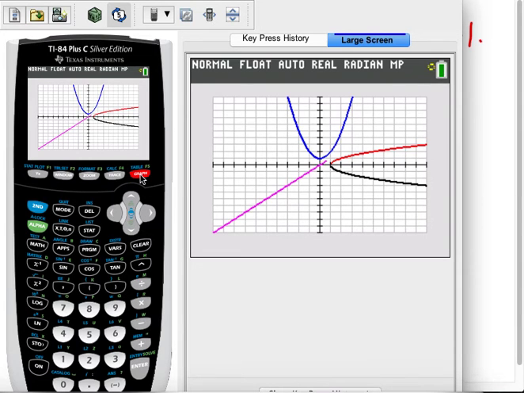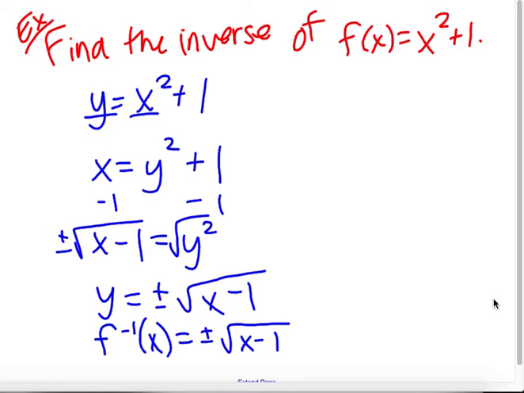And here's the line y equals x. Does it look like it's reflected over it? I think so. Yes, it is. So that kind of verifies it for us. So this is the inverse of our function. Just because our relation is a function, our original one, doesn't have to mean that the inverse is a function. Okay, let's do one more example like that.